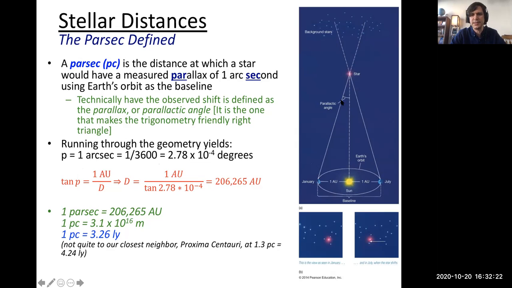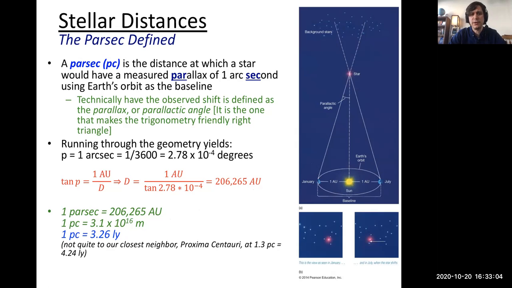I can go ahead and run through this. So the tangent of this angle would equal the opposite over the adjacent, 1 AU over the distance that I'd like. So I can solve for the distance would equal 1 AU divided by the tangent of 1 arcsecond measured in degrees, 2.78 times 10 to the minus 4. And out pops 206,265 astronomical units equals 1 parsec. Translate that into kilometers and you get about 3.1 times 10 to the 16th meters.